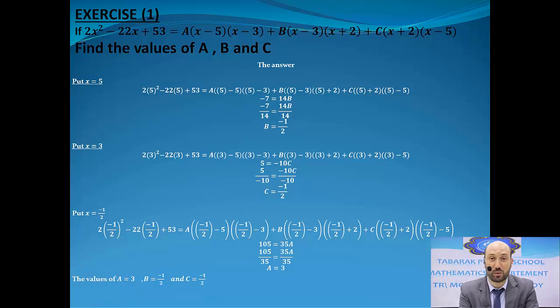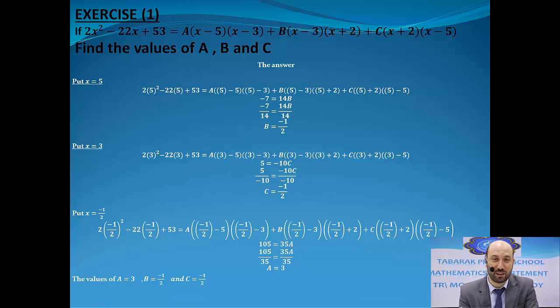We will have a value of a. We don't have any zeros for b and c, so we will cancel them. It becomes 105 equals 35a, divided by 35 on both sides. We will have a equals 3. So the values are a equals 3, b equals negative half, and c equals negative half.